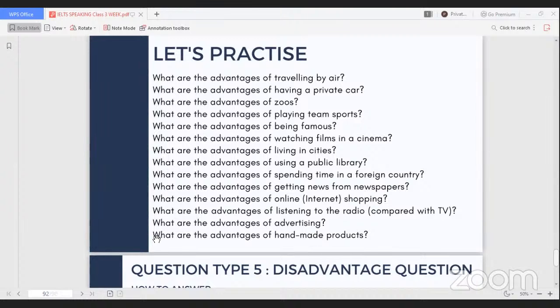What about this? What are the advantages of handmade products? Handmade is very hard. Handmade products is just like you're making something by hand, like batik. Okay, but not with the factory one. It is created by hands. Okay, I'll try.